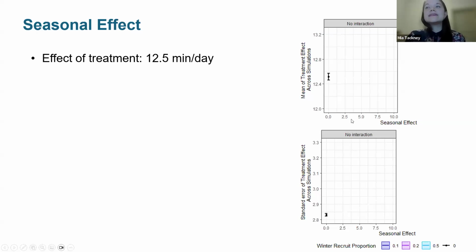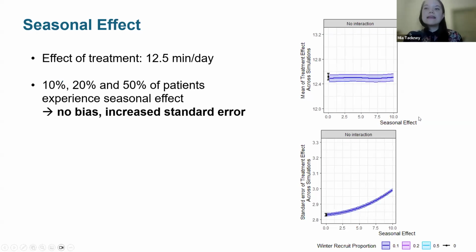Now, as the seasonal effect increases from 0 to 10, if 10% of the participants experience a seasonal effect, you can see that there's no bias. However, there is an increase in the standard error. And as this proportion gets bigger, so 20% is in purple, 50% is in light blue, you see that the impact on the standard error is even larger.